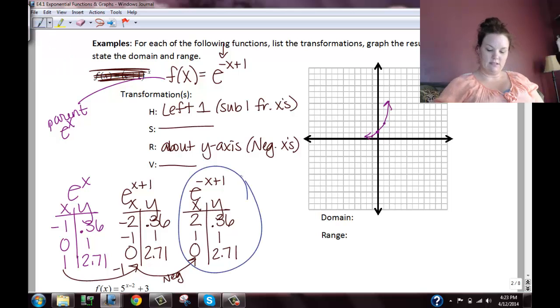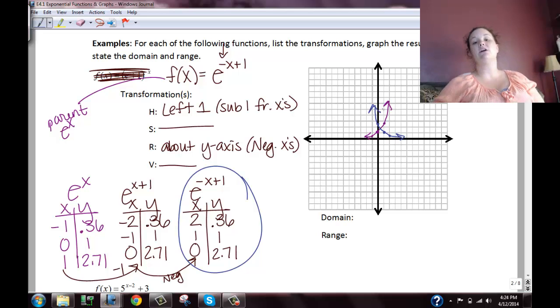Okay, so this is my function I'm hoping to graph. So I'm going to go ahead and go to where x is 2, and I'm now at 0.36. When x is 1, I'm at 1. And when x is 0, I'm at 2.71. Okay. So notice my function looks something like this.